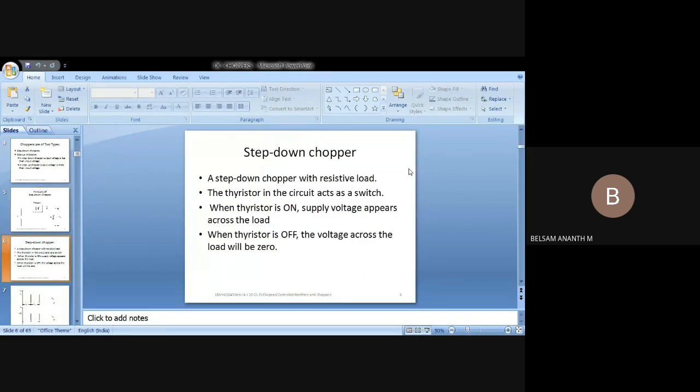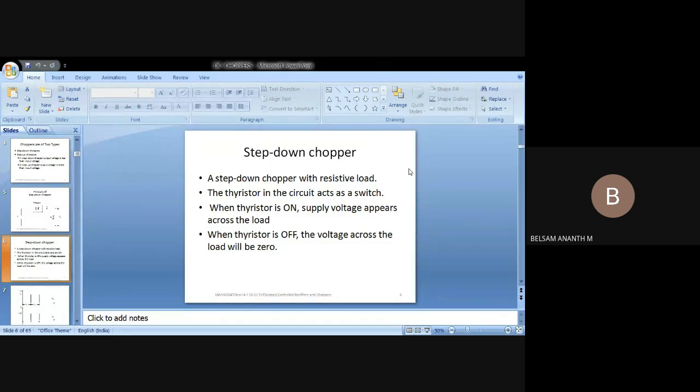So, step down chopper with a resistive load: the thyristor in the circuit acts as a switch. Whatever switching devices you use to operate or drive a voltage, we call it a switch here. When the thyristor is on, the supply voltage appears across the load, as we all know. When the thyristor is in the off condition, the voltage across the load will be zero. These are the two important conditions when we speak about the step down chopper.